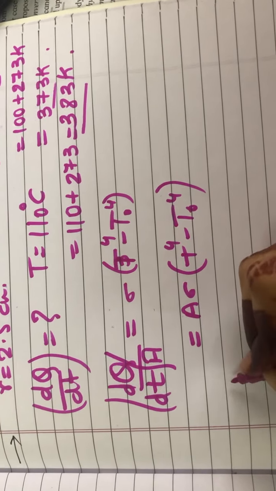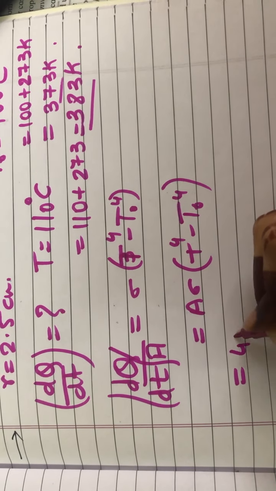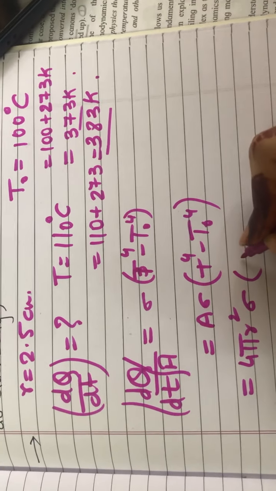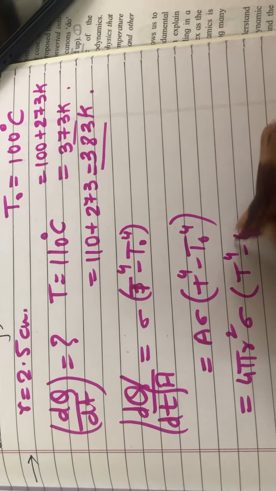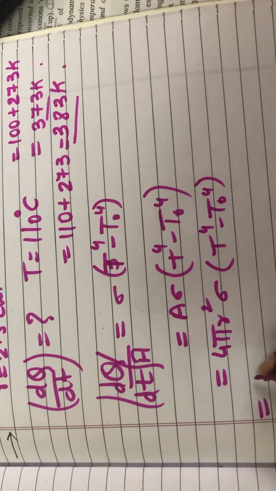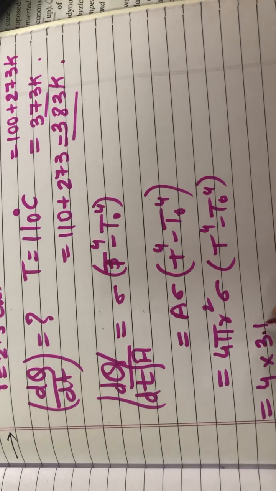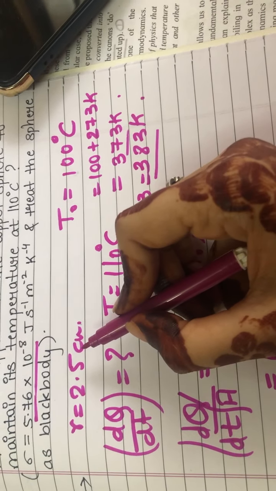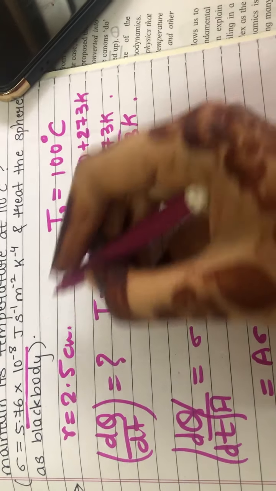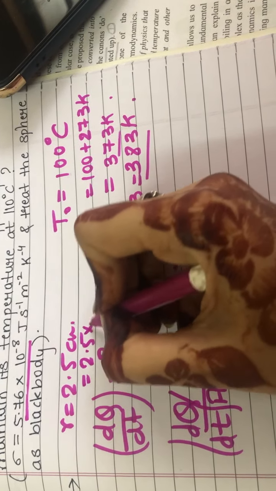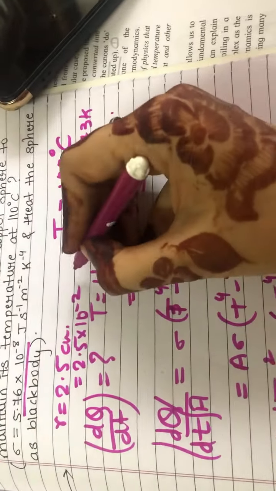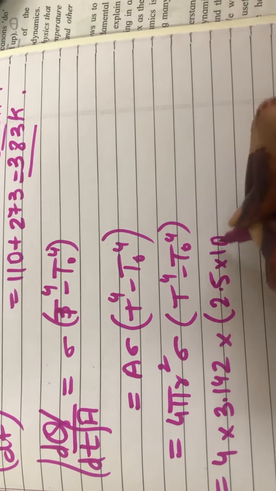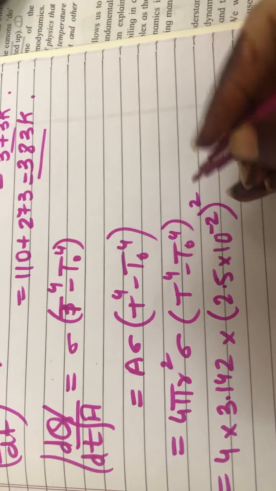Now for a sphere, what is the surface area of the sphere? 4 pi r square. Okay, sigma, and then it is T raised to 4 and T naught raised to 4. Now we'll do the substitution. 4 pi is 3.142, radius 2.5 centimeter. So let's convert it into meter. It is simple, 2.5 into 10 raised to minus 2 meter, and here it is squared.